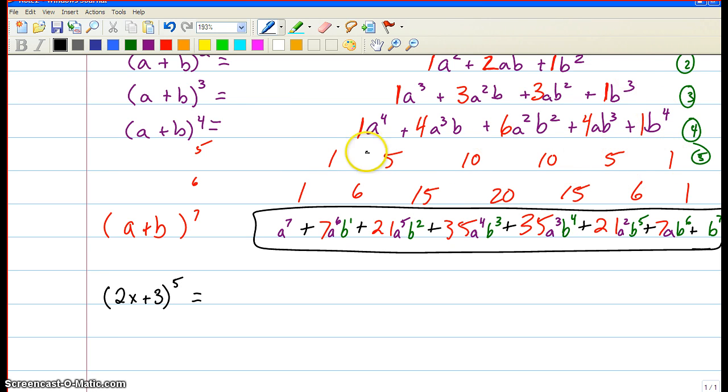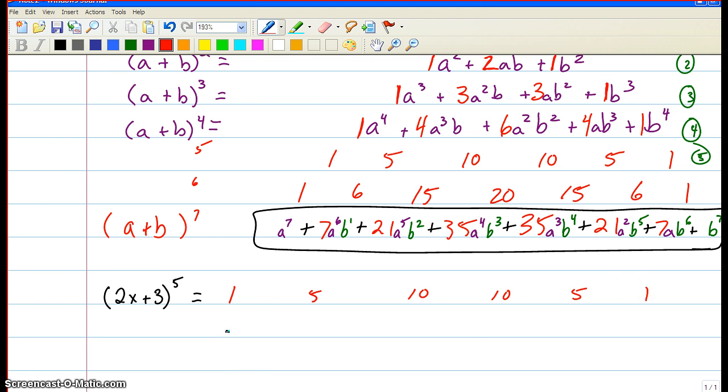It's actually the 6th row in Pascal's triangle, but if we start counting at 0, it's the 5th row. The row that represents to the 5th power. When you do it, I would highly recommend just to write down what that row of Pascal's triangle actually is, and then fill in the variable separate.